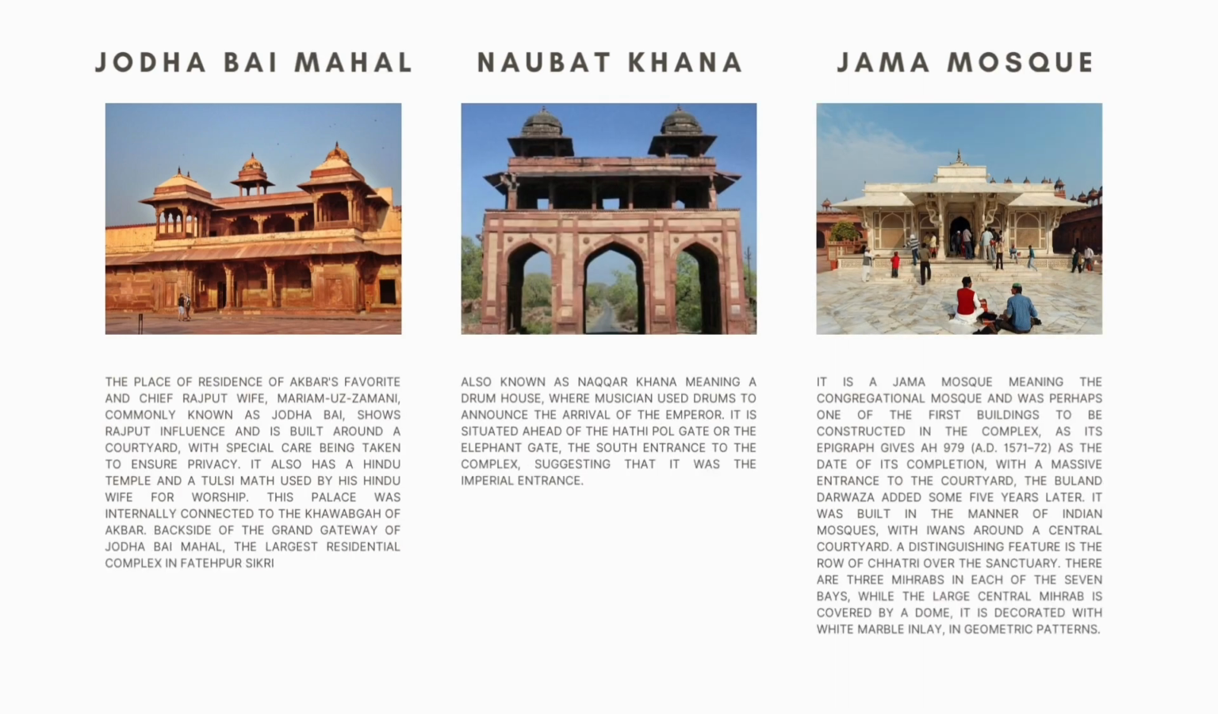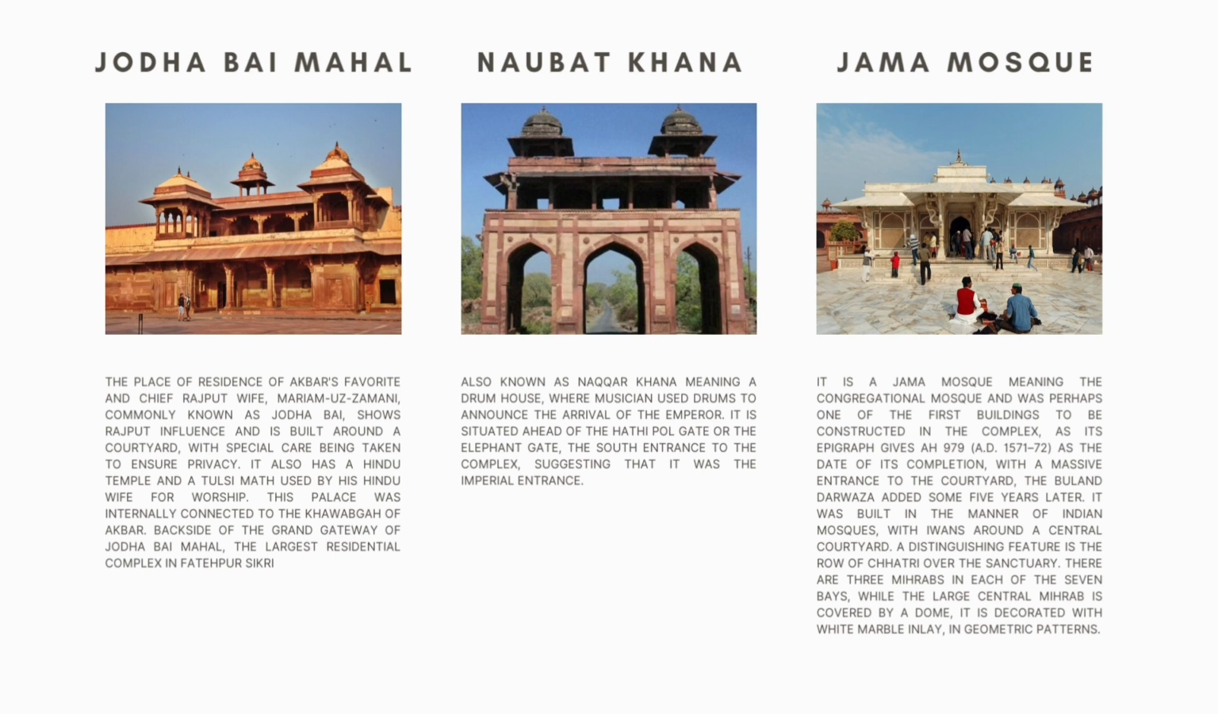Next, Jodha Bai Mahal, the place of residence of Akbar's favorite and chief Rajput wife, Mariam Uz-Zamani, commonly known as Jodha Bai, shows Rajput influence and is built around a courtyard, with special care being taken to ensure privacy. It also has a Hindu temple, a Tulsi mat used by his Hindu wife for worship. Next, Naubat Khana.